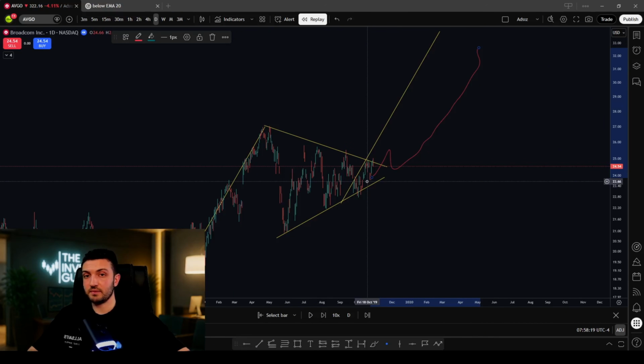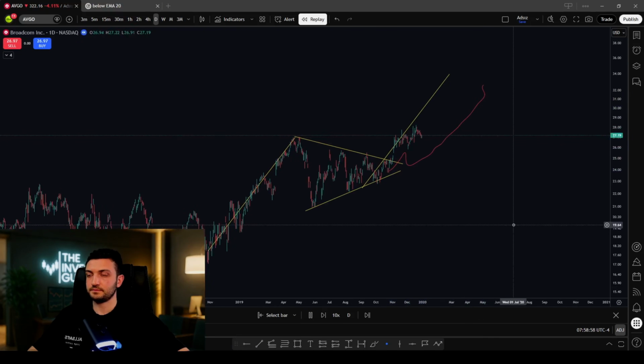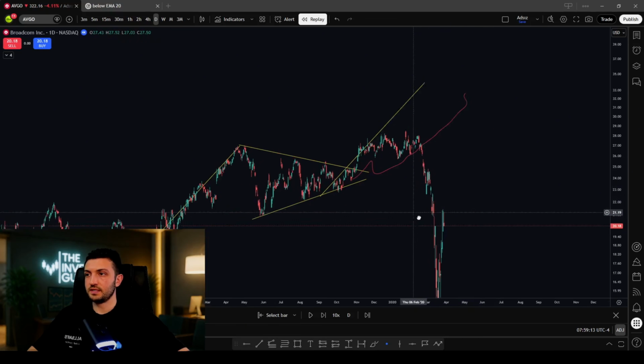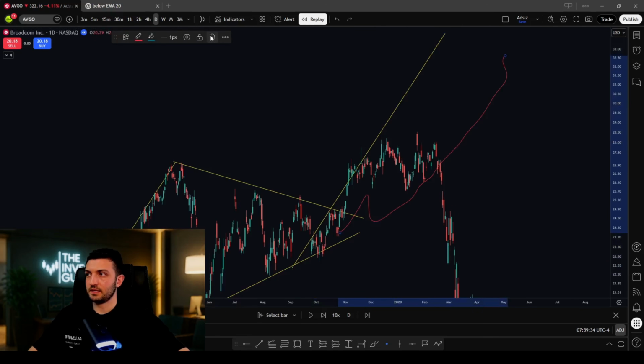So if smart money pushes price above these liquidity points, they can easily match their massive sell orders with these buy orders above this point. Let's play out and see. So you can see clearly here. Let me clean the chart.